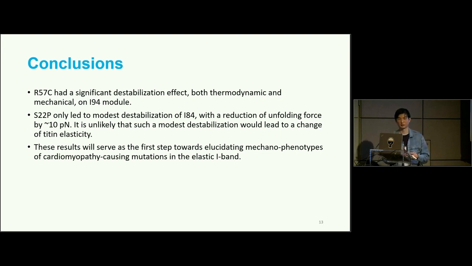on the I94 protein domain. However, for the I84 mutant, the mutation leads to really modest destabilization of I84, because it only has a reduction of unfolding force of just 10 piconewton. This result will be just the first step. We are trying to understand the mechanophenotype of cardiomyopathy-causing mutations in the elastic I band, and we are trying to do more research on other Ig domain protein mutations that are related to cardiomyopathy in the future.